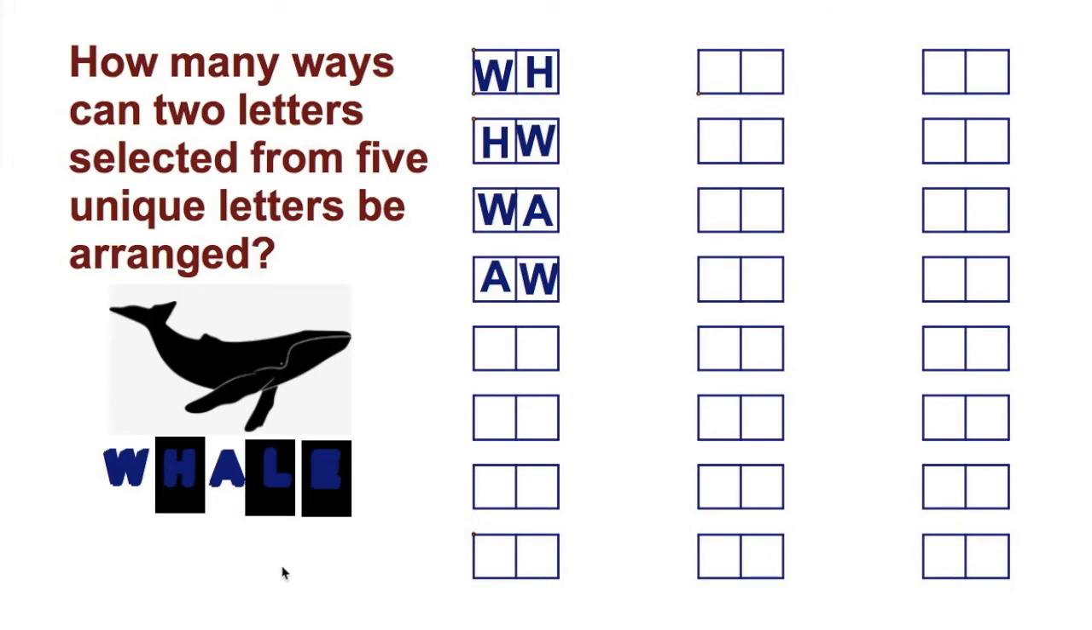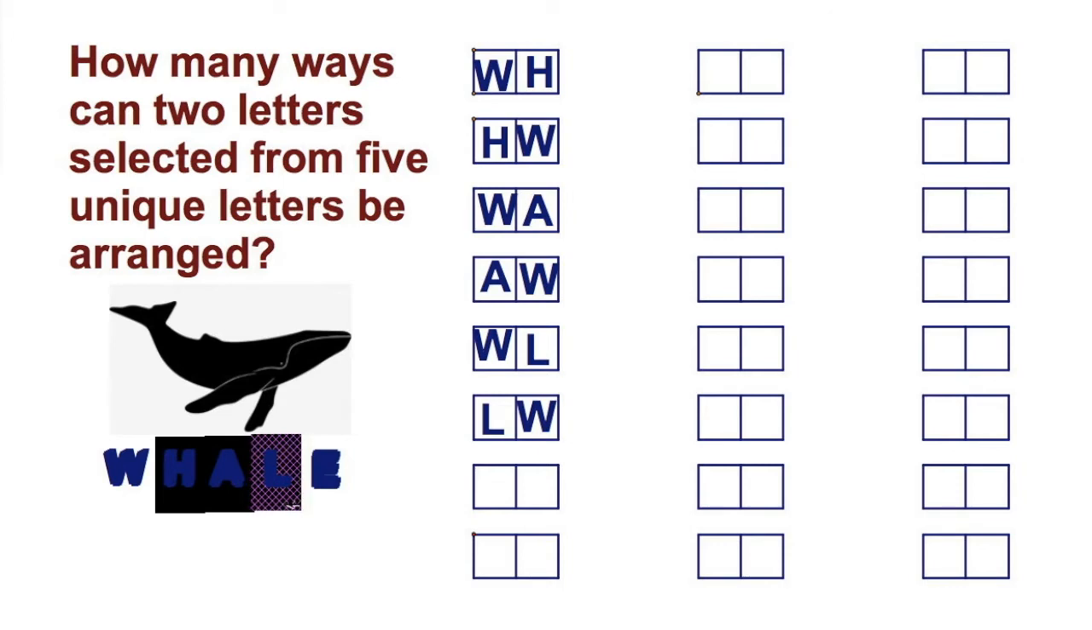Okay, how about if I go, well, W and L? Well, I've got W, L, or L, W. Boy, a lot of possibilities here, aren't there? And remember, the order matters in this exercise.